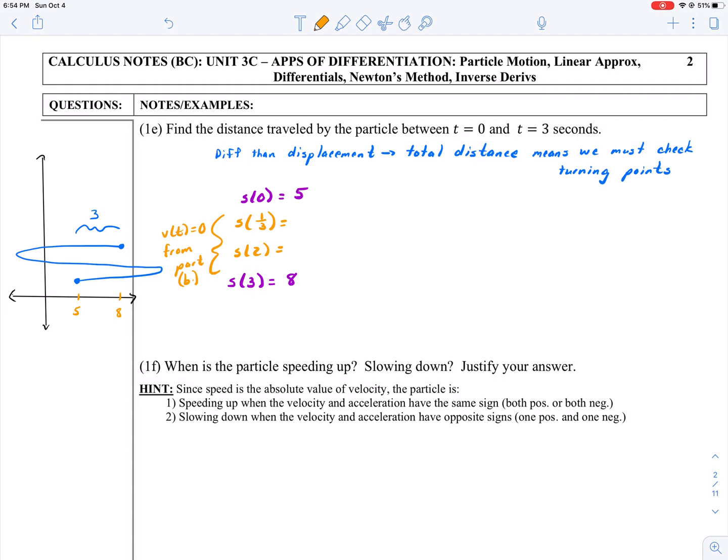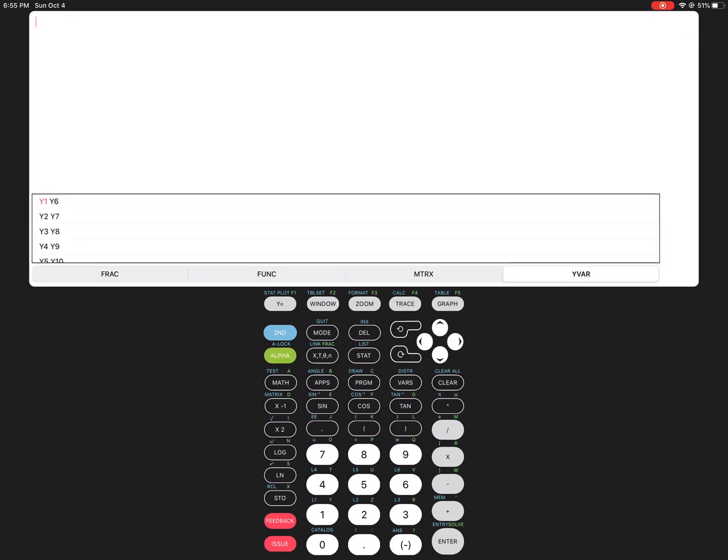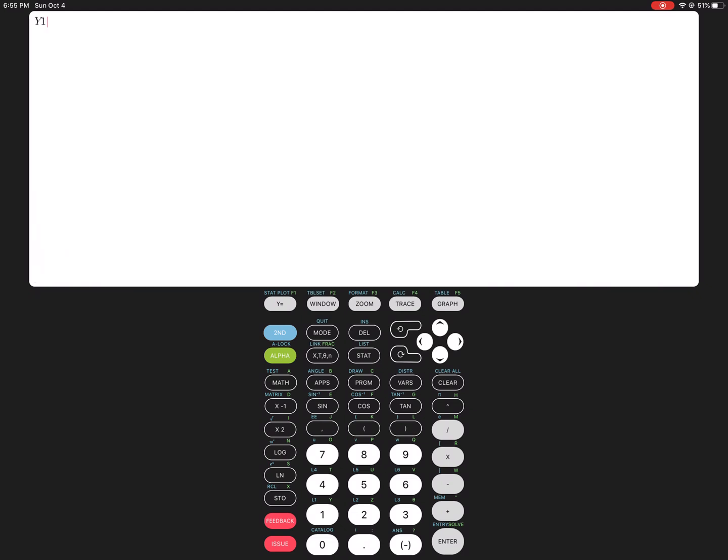I'm going to use my calculator for this. I have already put the equation for position into my y equals. Now I'm going to use the alpha F4 feature, alpha and then trace, which is calculate F4, and that gives me a list of all of the different y functions that I could be using. I put my equation in y1. If I want to substitute anything into y1, I just put it in parentheses, and it will do the subbing for me. So if I put 1/3 in there, I get my position to be 5.6296, etc.